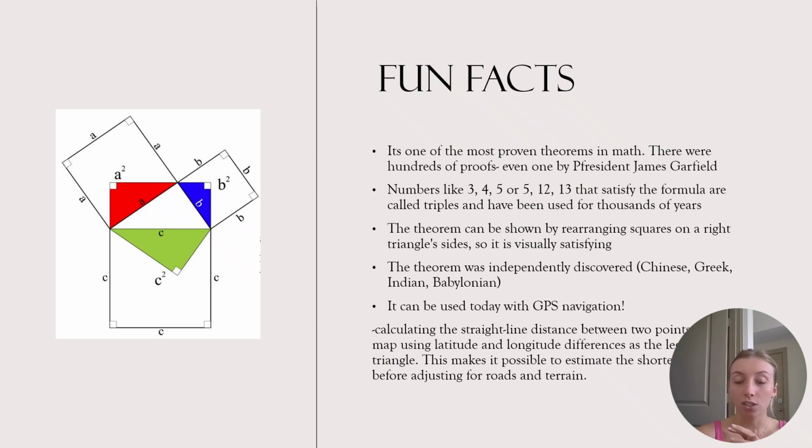It can be shown because you can rearrange triangles on a right triangle side, or rearranging squares on a right triangle side. So it's definitely an aesthetic and visually satisfying theorem, which is not very common for a lot of them. Like I said, it was kind of independently discovered, and you can use this today with GPS navigation, just kind of calculating distances between 2 points. Instead of taking 2 separate legs, you can just kind of take a shortcut and use that C angle, or C side.